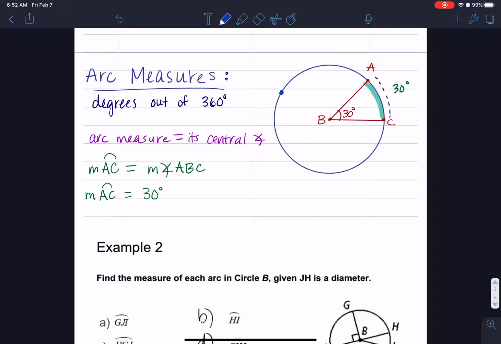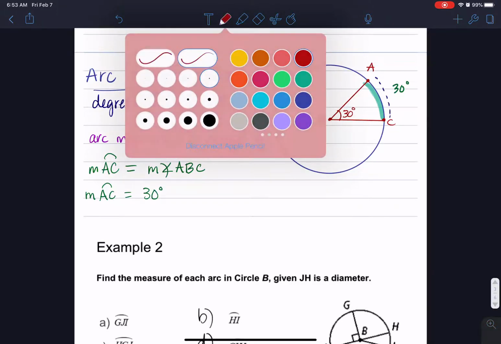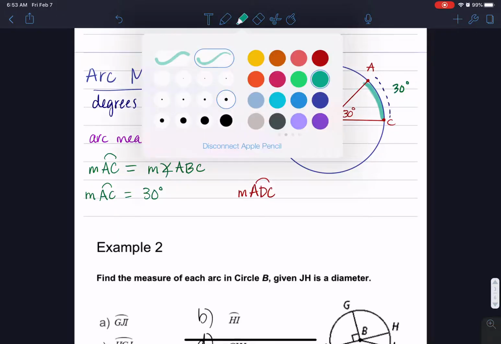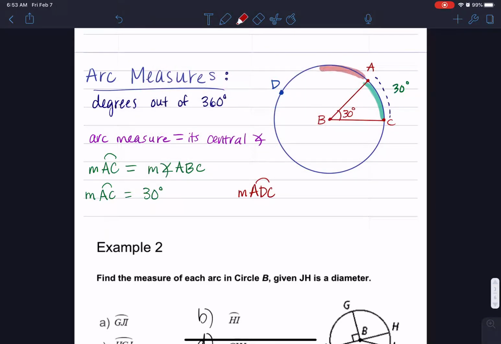Okay, well, what if I said, let's put another point here on the circle. Let's call this point D. What if I said to find the measure of arc ADC, which remember is a major arc, and I talked about how that's more than 180. So for that, I'm trying to get the measure of this arc all the way around.